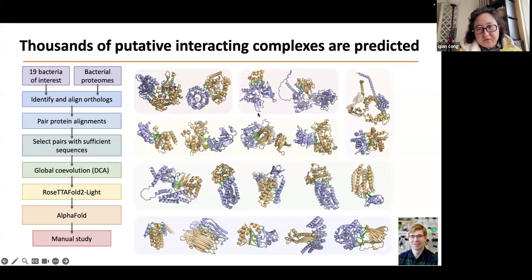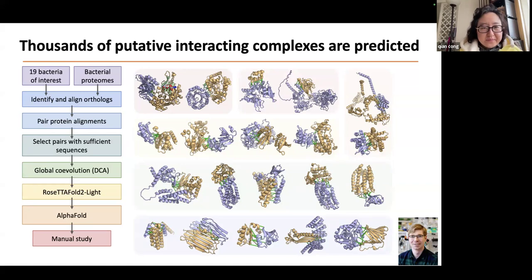Here we show a couple of example structures that we found from this work. More importantly, we were always thinking, sure, we can make a lot of predictions, but it is hard to convince the experimental community that our predictions are right. Although we are very confident, we know like 90% of our predictions should be correct, going from a prediction to an experimentally tested prediction is still a big step.